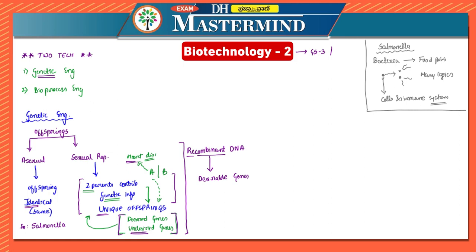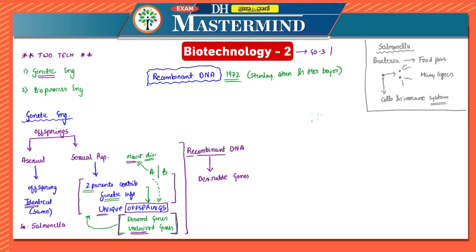Now, in this case, what happens? Only the desired genes come, without introducing undesirable genes in the target organism, which is this offspring. This recombinant DNA was first achieved in 1972, by Stanley Cohen and Herbert Boyer. Now, before we proceed into understanding what a recombinant DNA is, let us understand some basics.